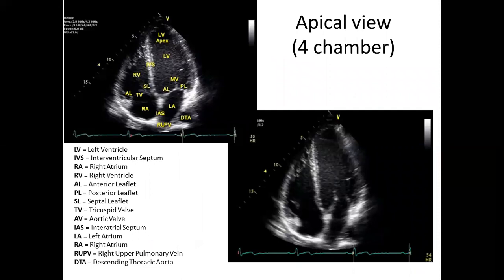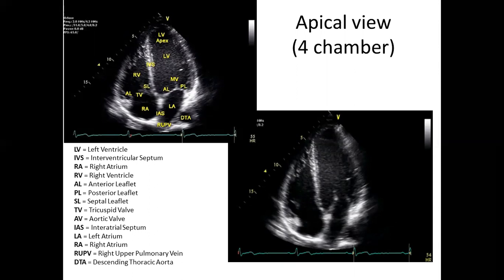This is the apical four-chamber view. This is how the heart is going to look like. In USG, you always should understand that that is a layer technique, that is a tomographic technique in the first place. And the image will depend directly on how you place the ultrasonic transducer onto the patient's body.